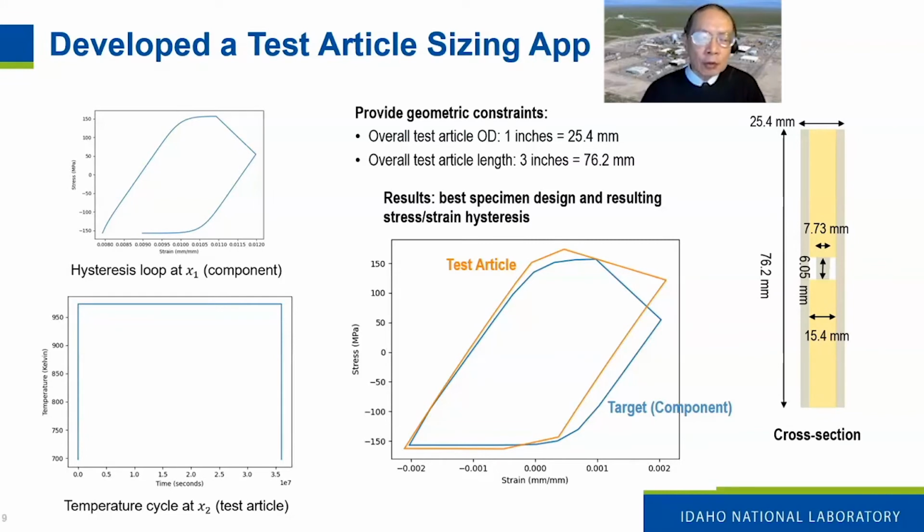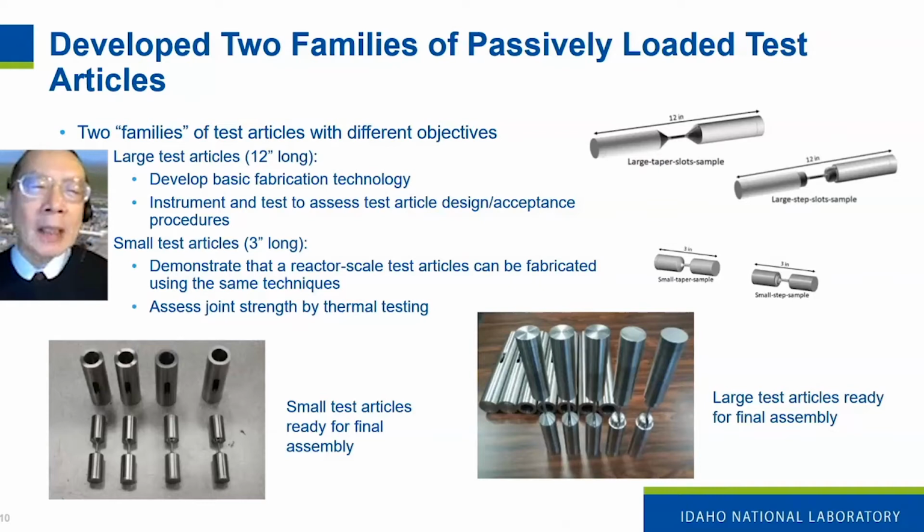We can also place constraints on the dimensions of the test article before the optimization. For example, we can limit the length of the test articles to, say, 3 inches long. We have designed two families of passively loaded test articles. One set is 12 inches long and the other 3 inches long. For each set, we have a tapered design and a step design for the transition of the diameters for the inner test rod. We can put strain gauges on the 12-inch long test articles, but not the 3-inch ones.